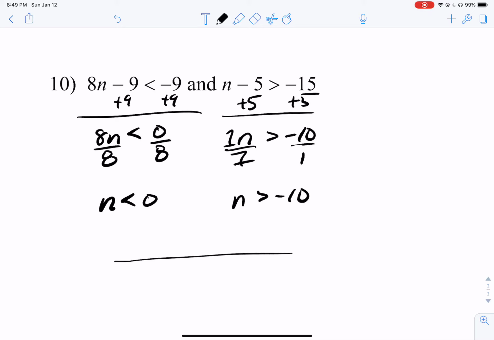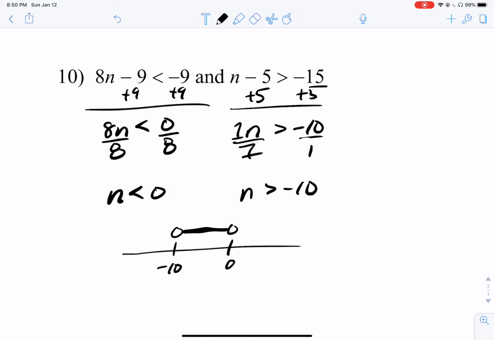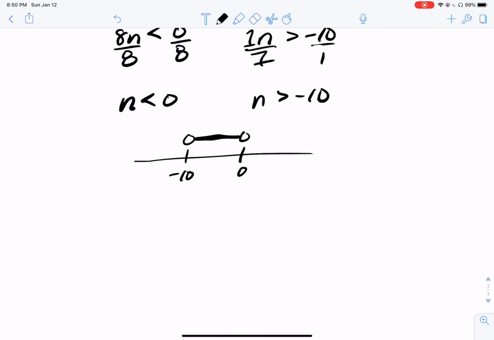So on the number line, negative 10 is smaller than 0. We would have open circles on both of them, and all the numbers greater than negative 10 and less than 0 are in between. And again, that's because we have an and compound inequality. So as an interval, we would use parentheses on both numbers, on negative 10 and on 0.